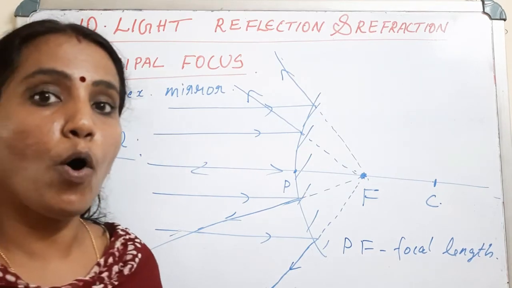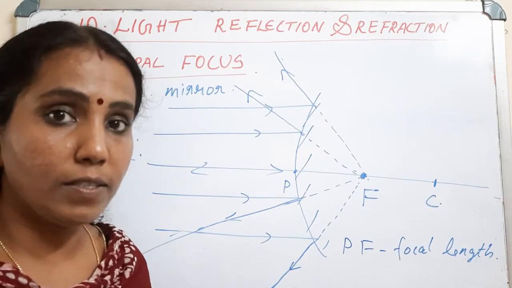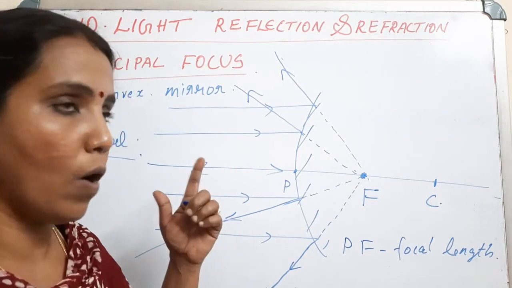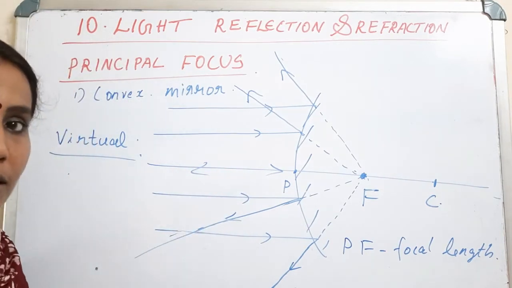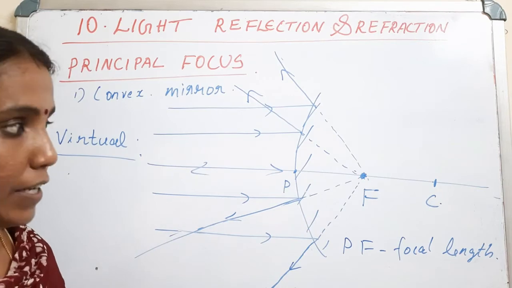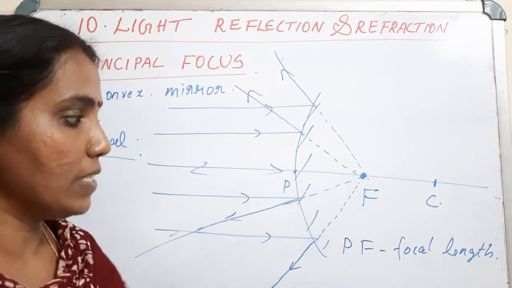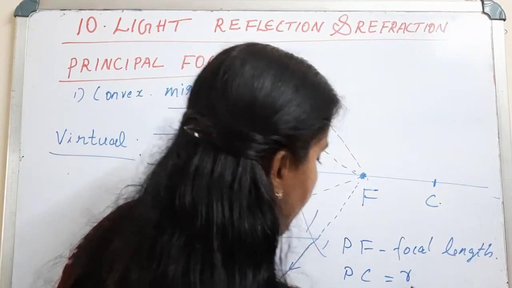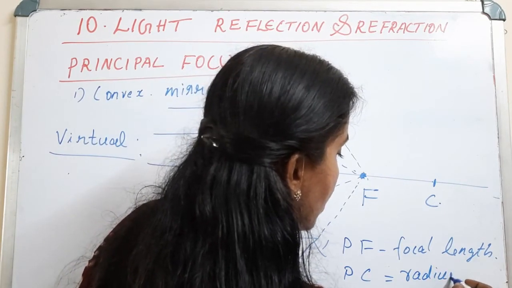So that is a point to be noted as a point of comparison between the focus of concave mirror and that of convex mirror. In the case of concave mirror, the focus is real, and that of convex mirror, the focus is virtual. Here also that distance PF is called focal length, and you know PC, that distance PC is what? Radius of curvature. The distance PC is radius of curvature.